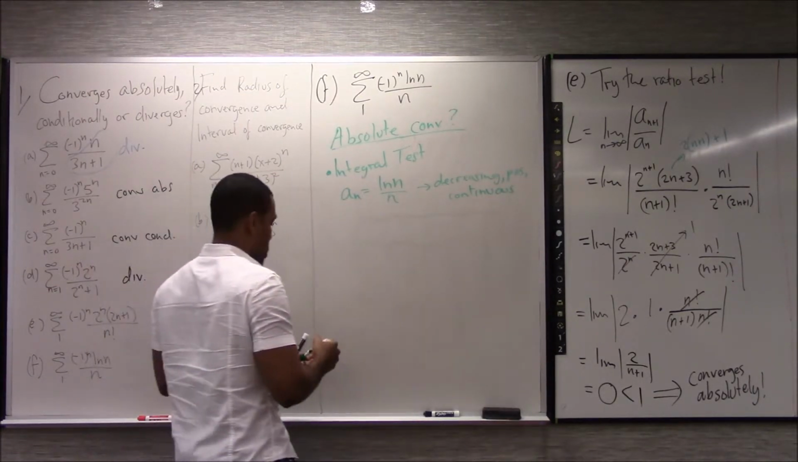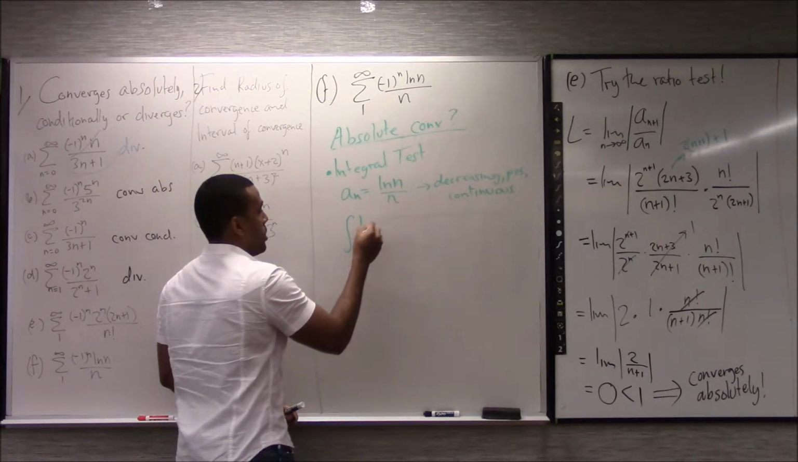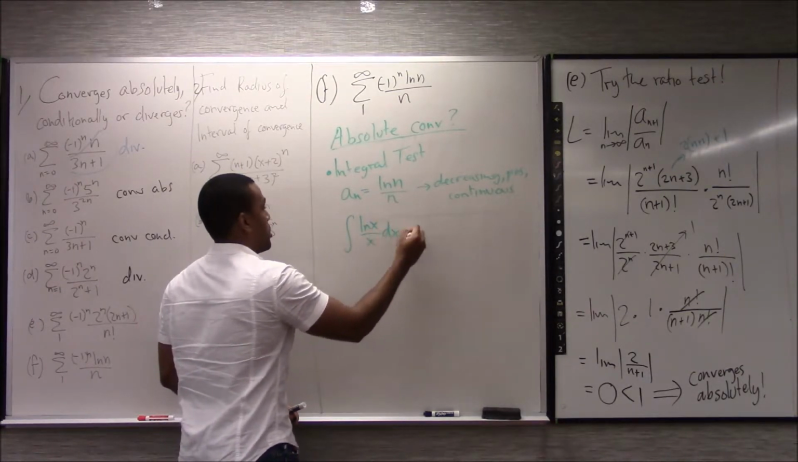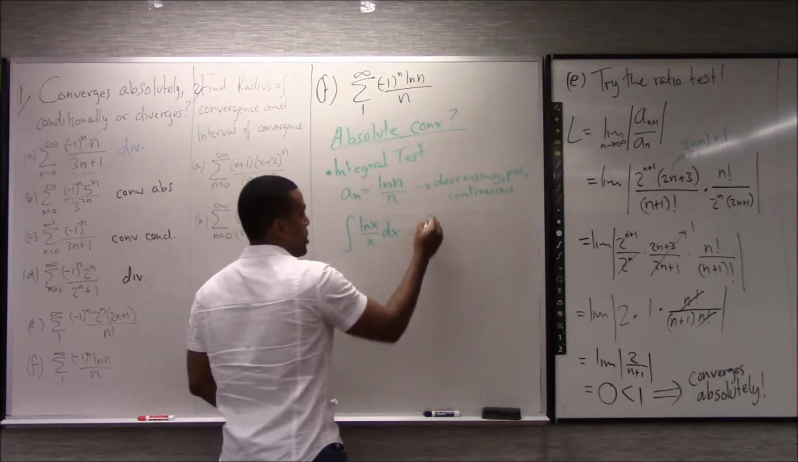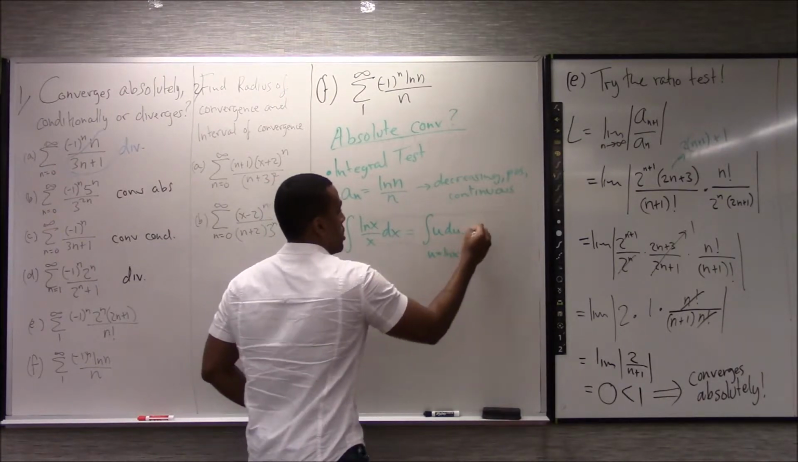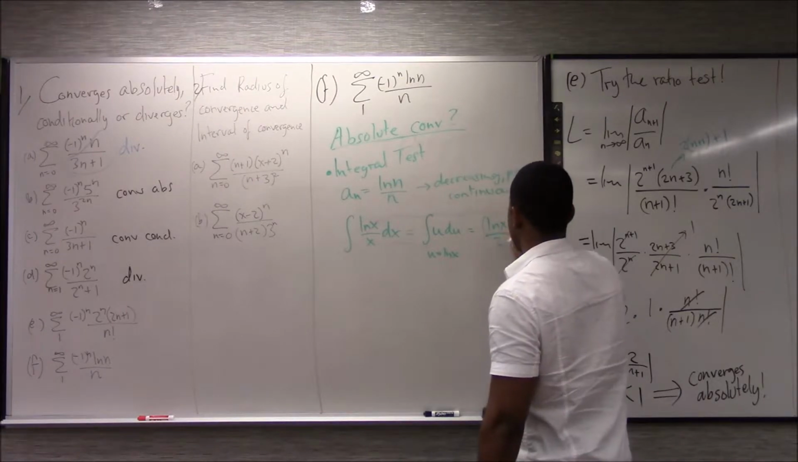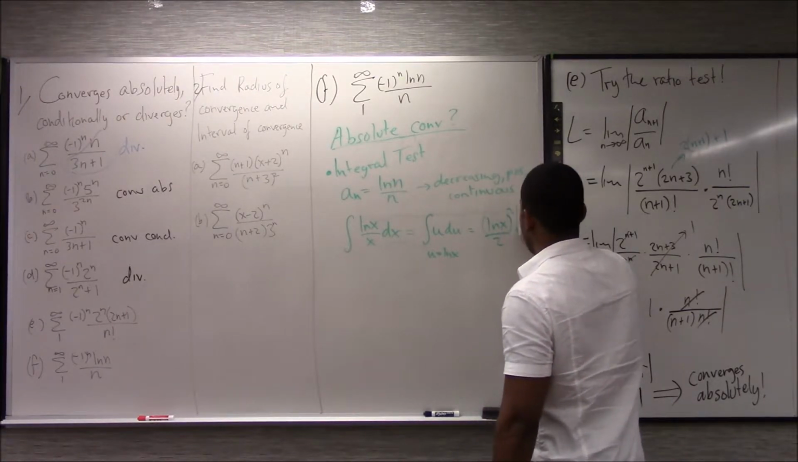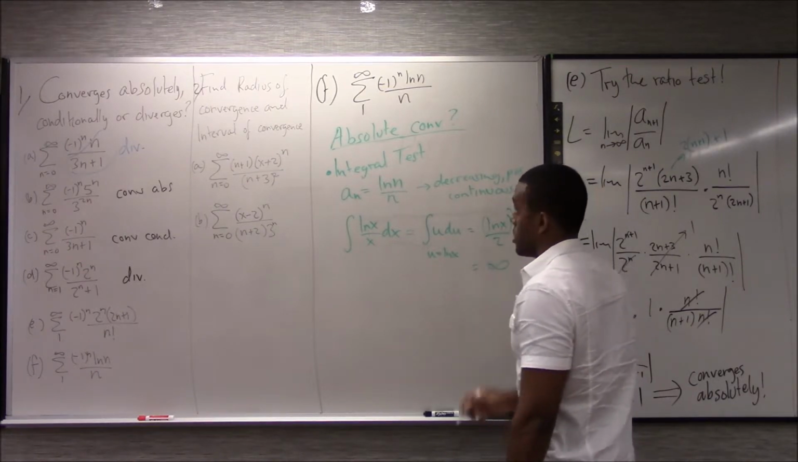And so in that case, you can find the integral of ln x over x dx. That would be the integral of u du if your u is ln x. And so that gives you (ln x) squared over 2 from 1 to infinity, which of course diverges.